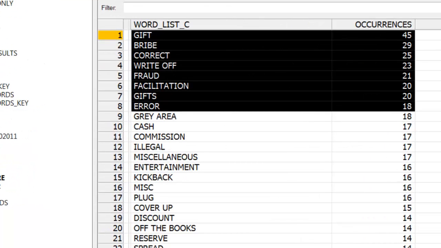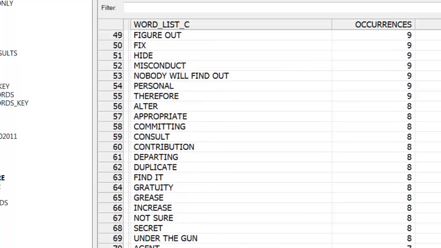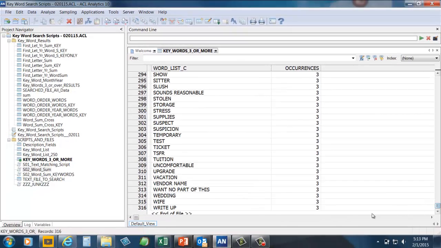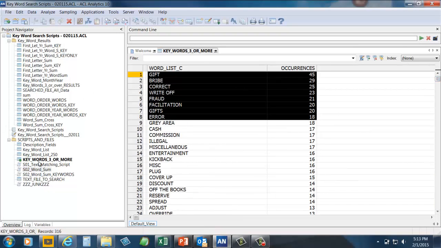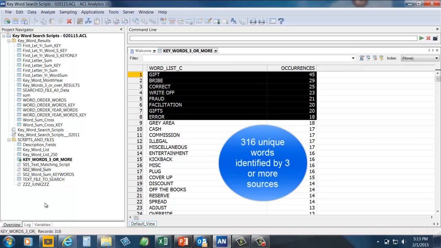And we found gift and bribe and correct and etc. to be some of these top words. I looked at every one where people said 3 or more, let's look at that. It's a weird, odd word. Okay, so I pulled that. There were about 316 of those words.